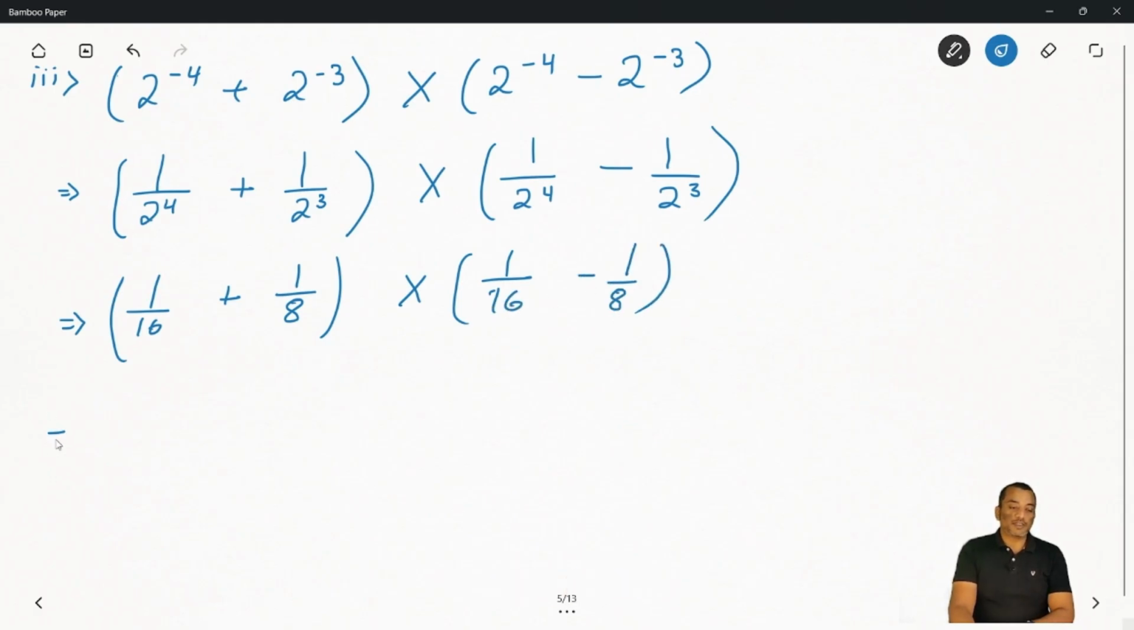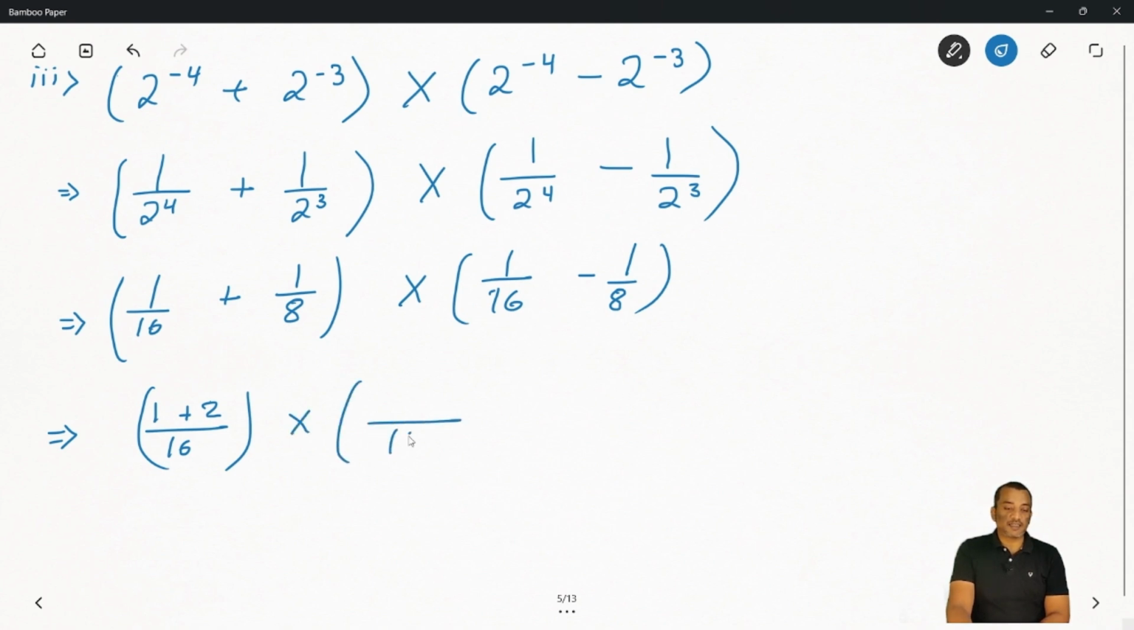Okay, so first you can take the LCM of 16 and 8. What do you get? That is 16. So we write 16 and 1, and 16 divided by 8 is 2, and 2 will multiply with the numerator of the second fraction, so you will get 2. Same way on the other side we get LCM 16, and 16 divided by 16 is 1, and 1 will multiply with numerator 1. Then 16 divided by 8 you will get 2, and 2 will multiply with the numerator of the second, so you will get minus 2.